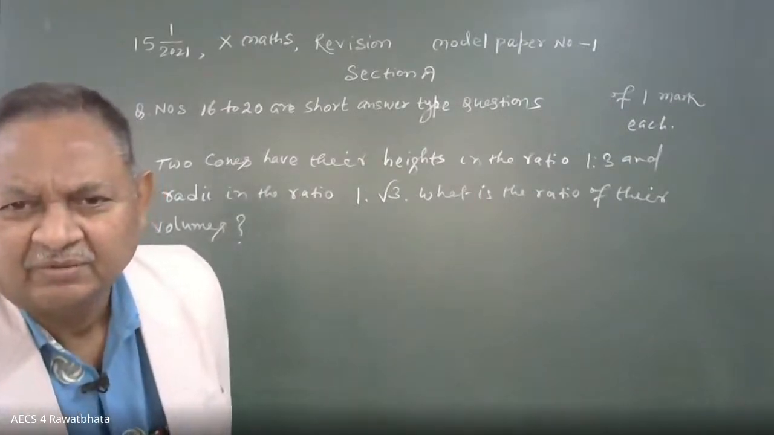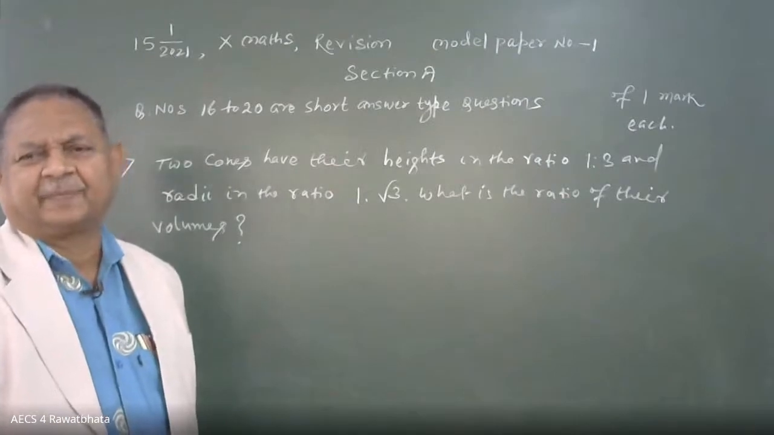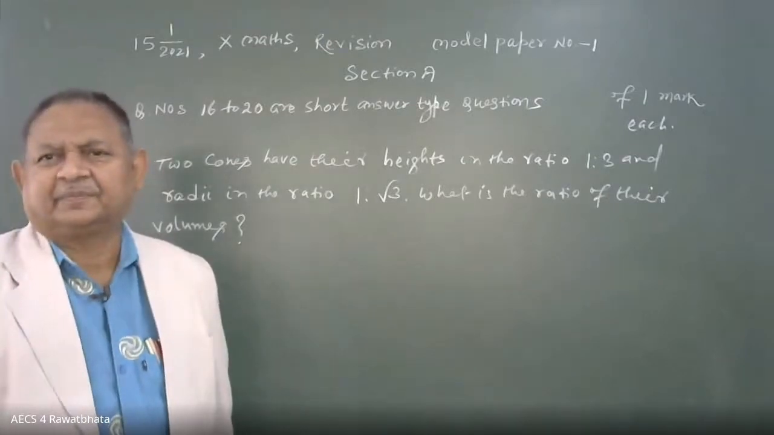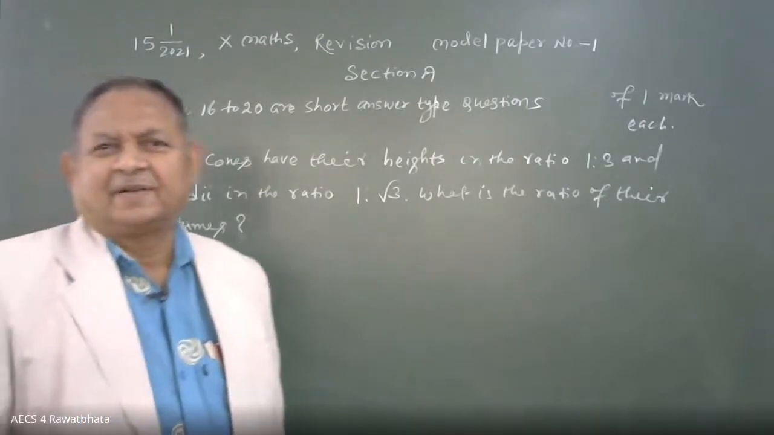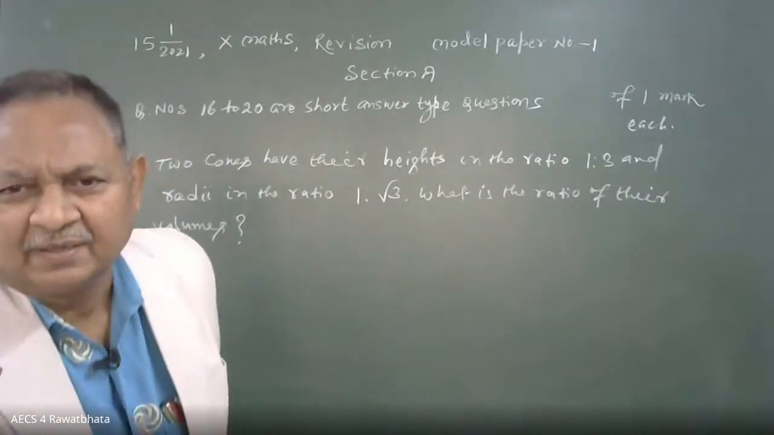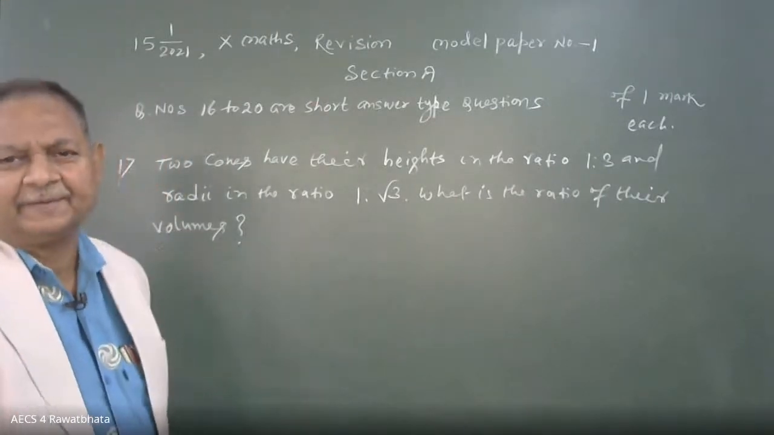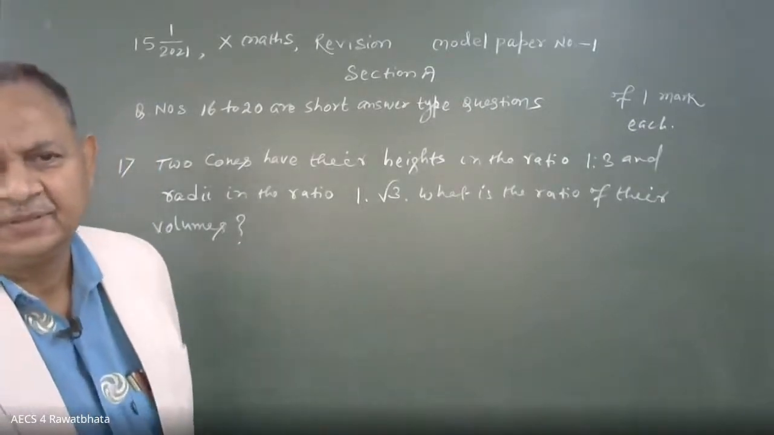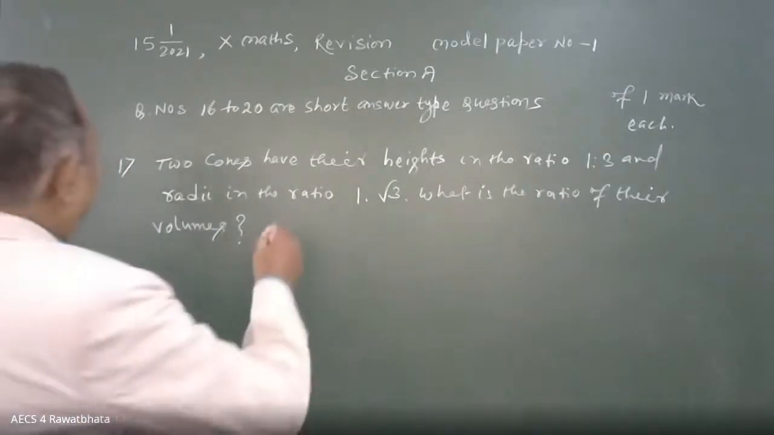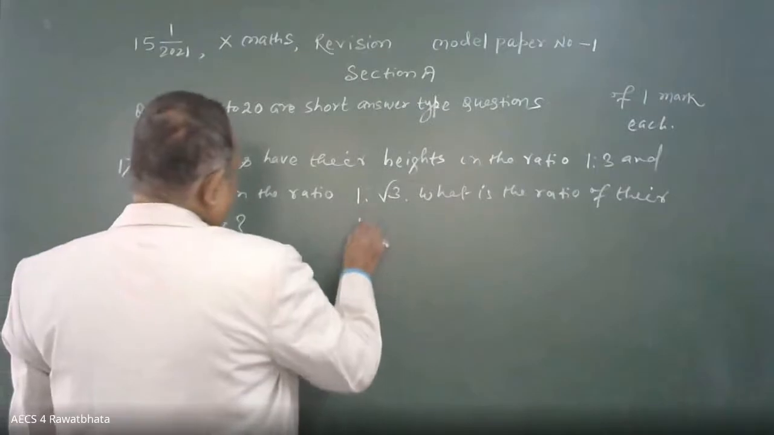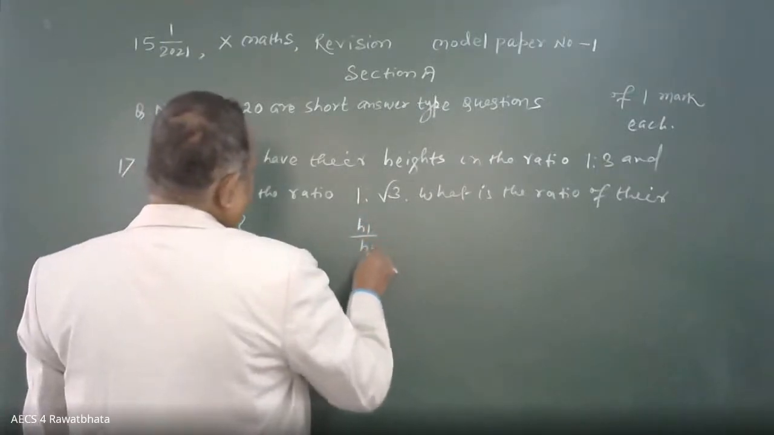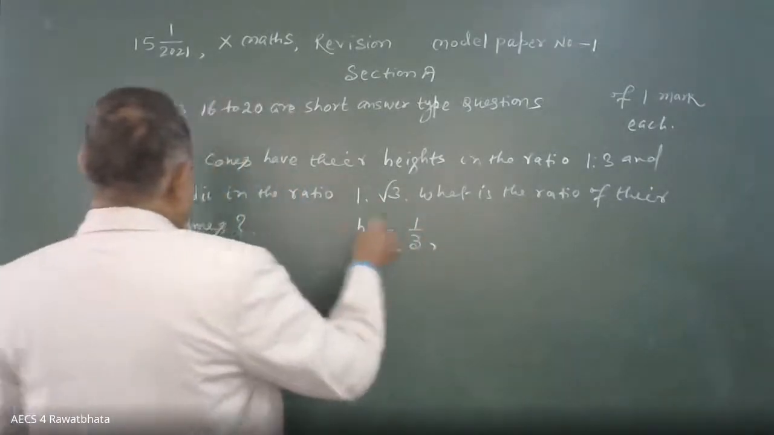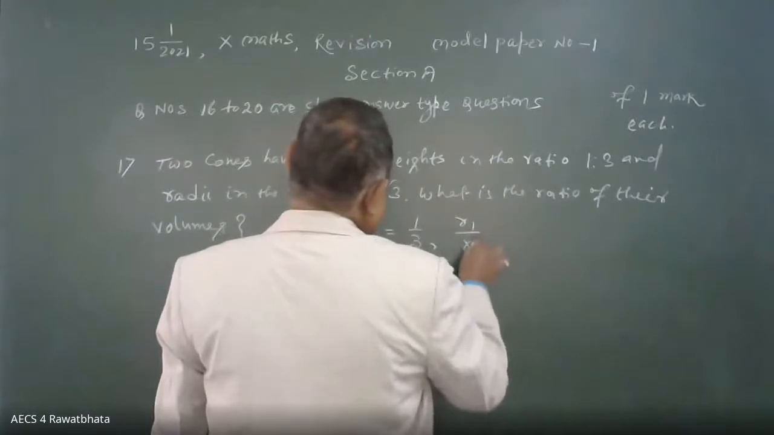Next, anyone? Divyangi Sasmal, 1/9. Aditi Joshi, 1/9. So two cones have their heights H1 by H2 is 1/3, R1 by R2 is 1/√3. V1 by V2 we have to find out.